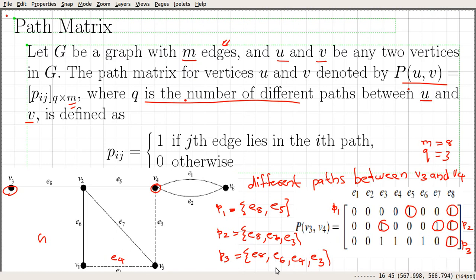Okay, so that is equal to 1. 3 6 will be equal to 1. Okay, and 3 3 will be equal to 1, and 3 4 will be equal to 1. Okay, and this is how we build the path matrix of a graph.